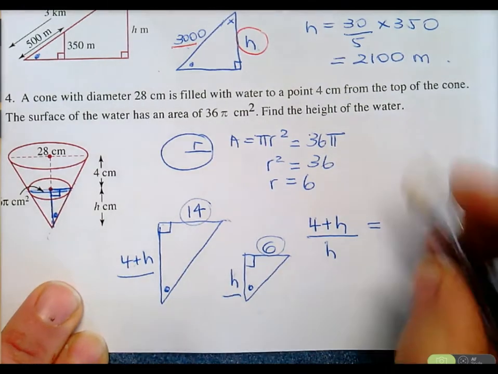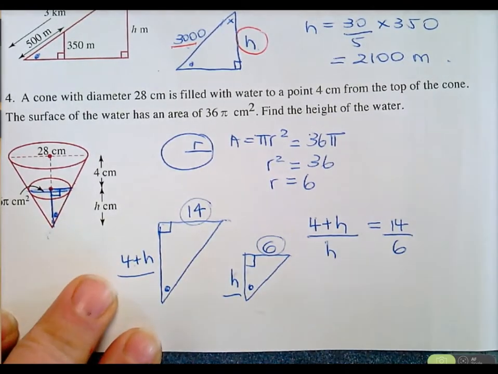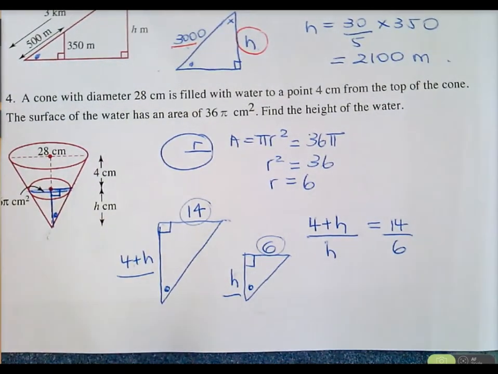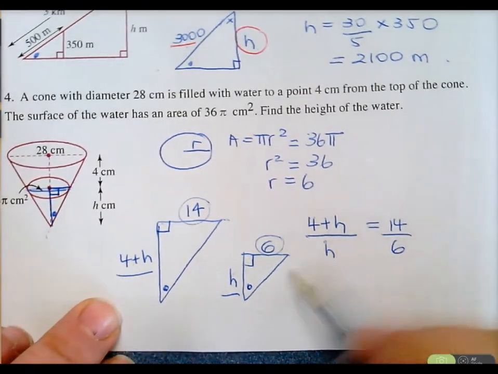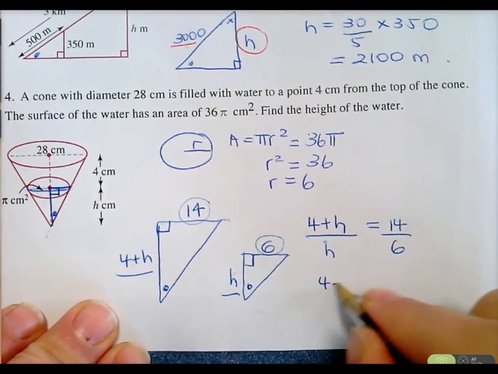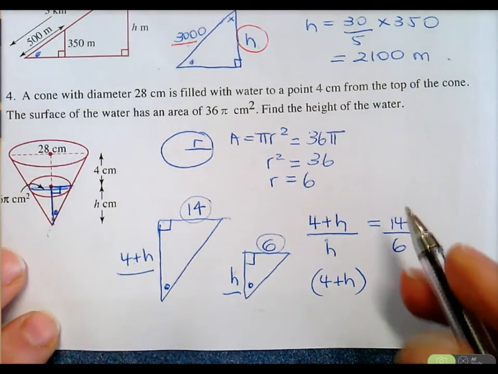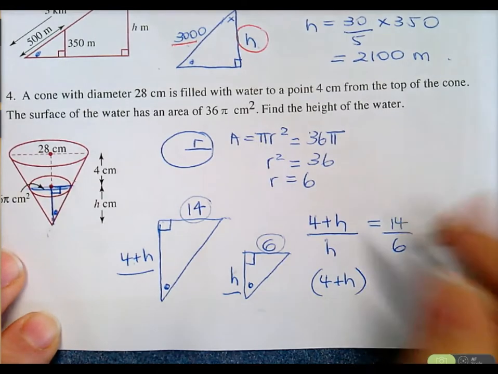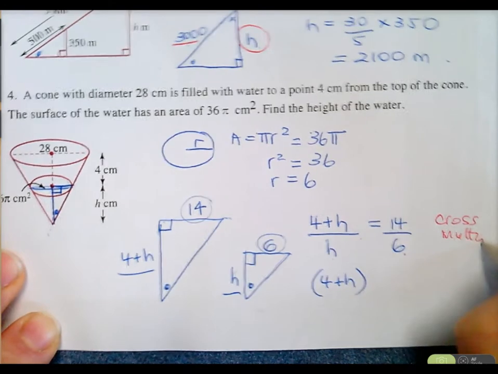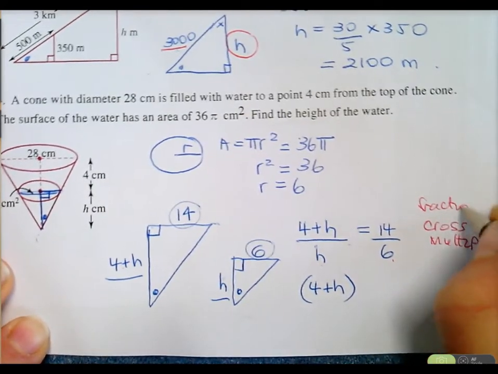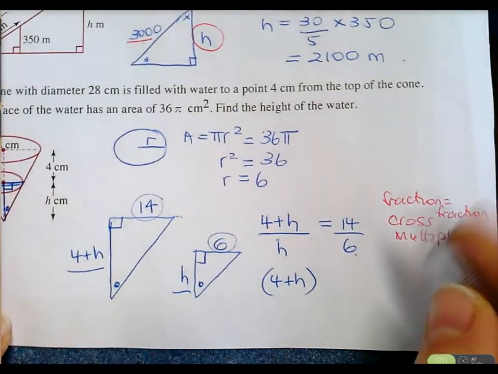4 plus h over h equals 14 over 6. You want to get rid of the divide by h. Oh, no, actually, we're going to do what? Fraction equals fraction. Do what? Cross multiply. So, 4 plus h times what? The only time you can use cross multiply, you really need to listen, is when fraction equals fraction. Can you write fraction equals fraction? And that's the only time you can do it. Fraction equals fraction, cross multiply.